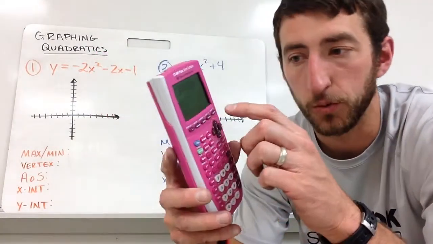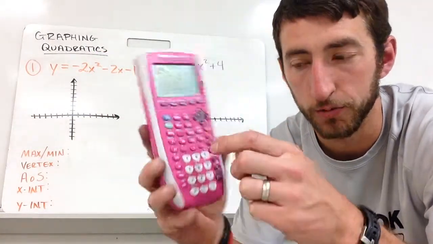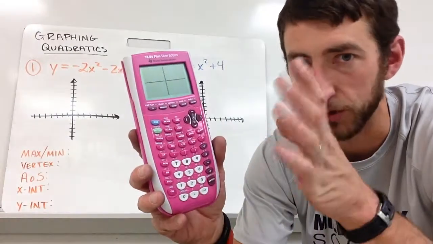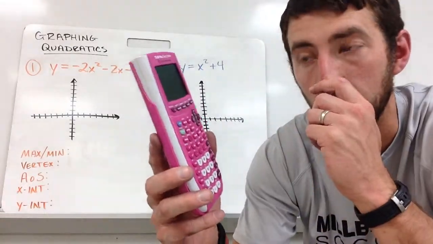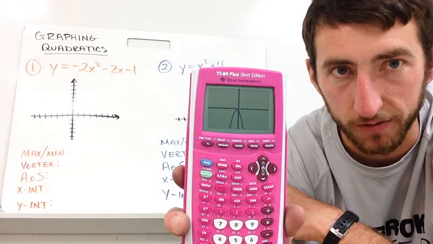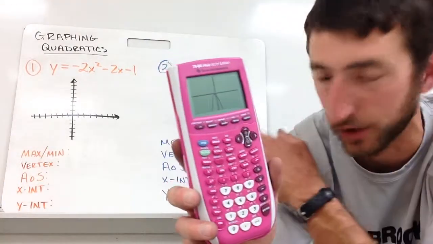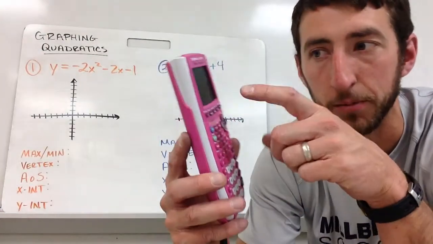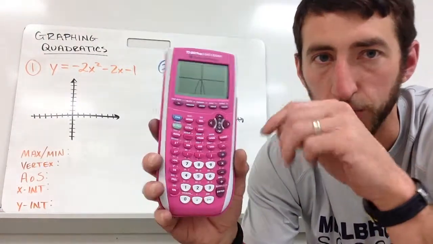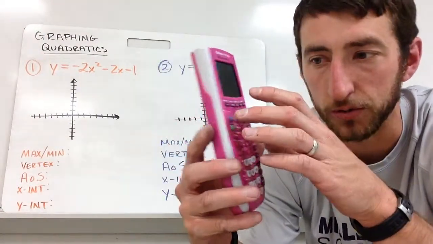Once you do that, I would go to Zoom and then choose 6 to standardize the window. If you notice, we get this graph. My graph points down. I want to make sure that I graph it properly. A lot of people misinterpret the window's rectangular shape, so some things might get messed up.